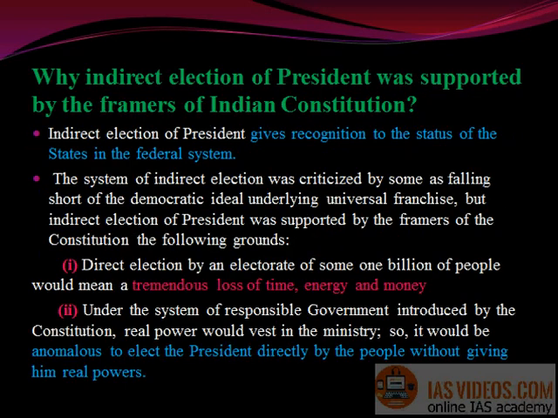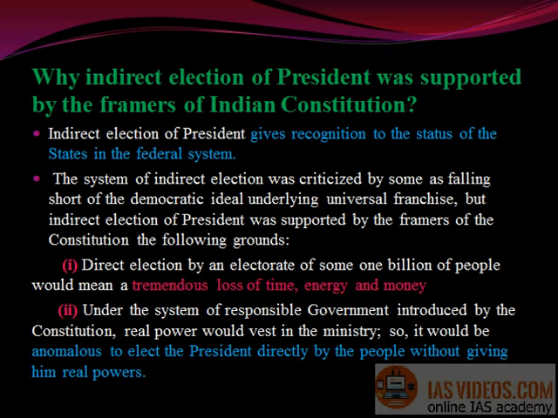Why was indirect election of the President supported by the framers of the Indian Constitution? Indirect election of the President gives recognition to the status of the states in the federal system. The system of indirect election was criticized by some as falling short of the democratic ideal underlying universal franchise. But indirect election of the President was supported by the framers of the Constitution on the following grounds.